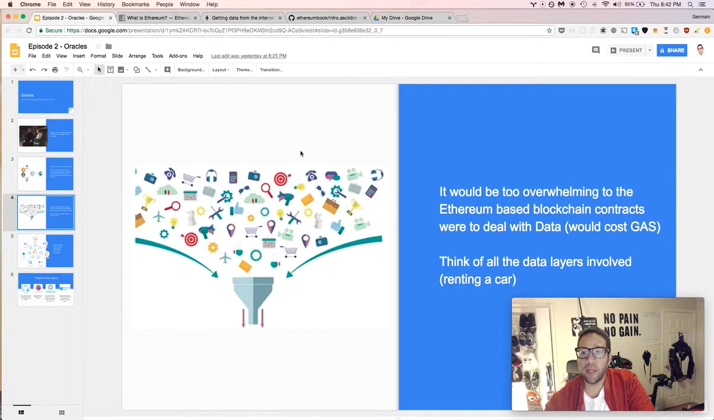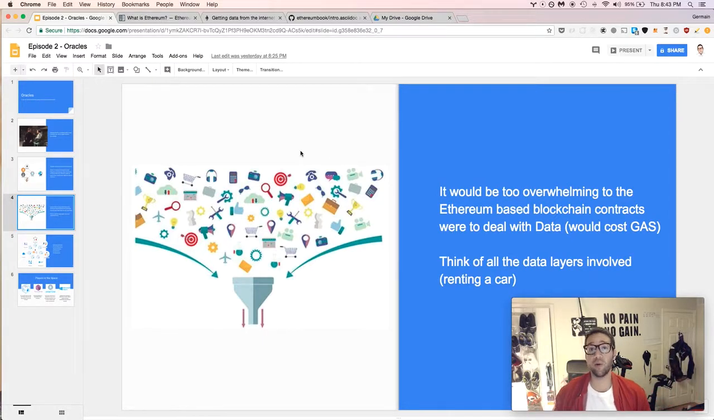Let's move on to what exactly, how could this be an issue? Well, it would be way too overwhelming for Ethereum-based blockchain contracts if they dealt with all this data. I love this image because it brings together all this information you would get on the internet, all this data funneled into a really narrow funnel, and it would probably block the Ethereum network, right? Because you have all this data incoming.